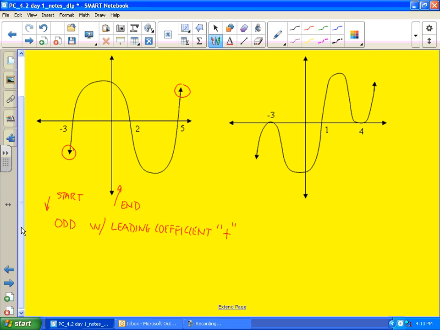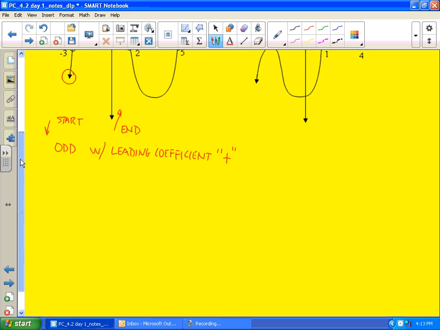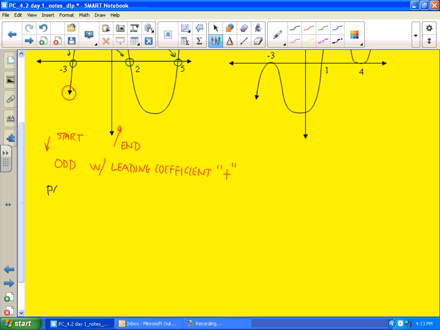Then we go and we take a look at the x-intercepts. So I'm crossing at x equals -3, crossing at x equals 2, crossing at x equals 5. And because of that, those are my zeros. Those are my r values. I can write my factored form and say that p of x must look something like this. x plus 3 and x minus 2 and x minus 5.